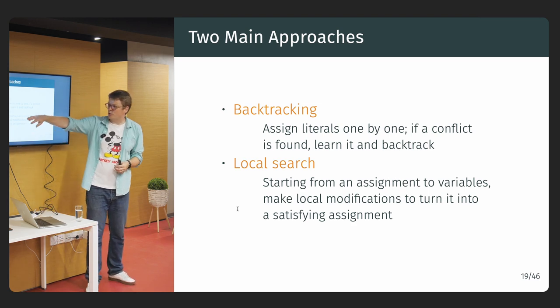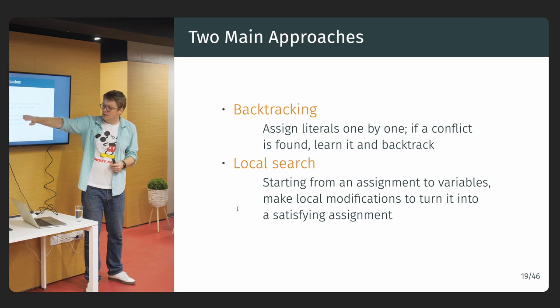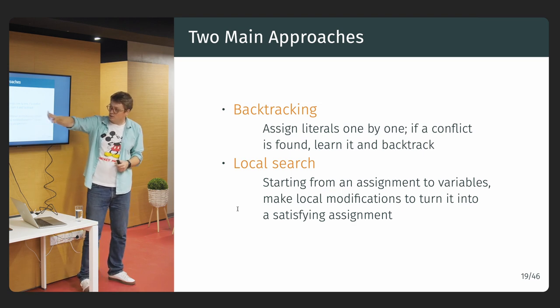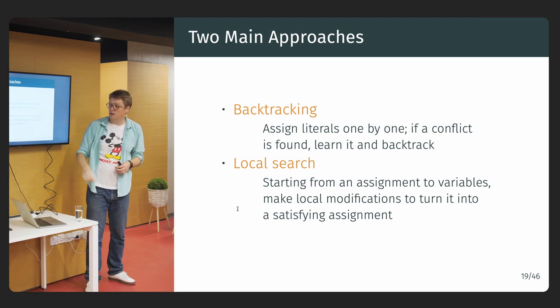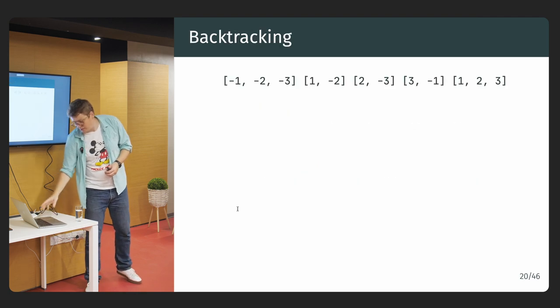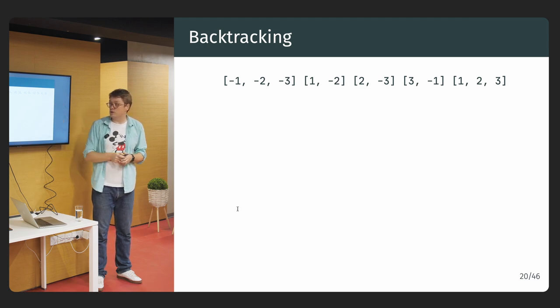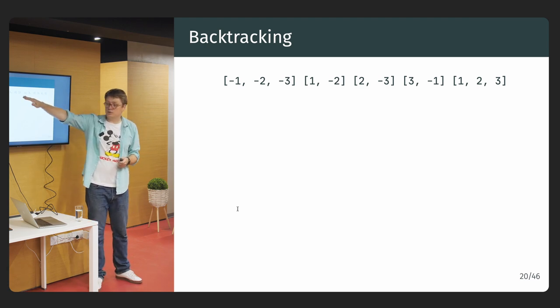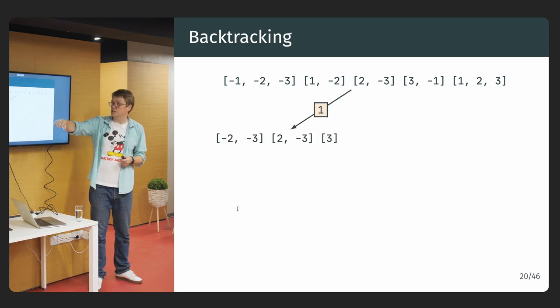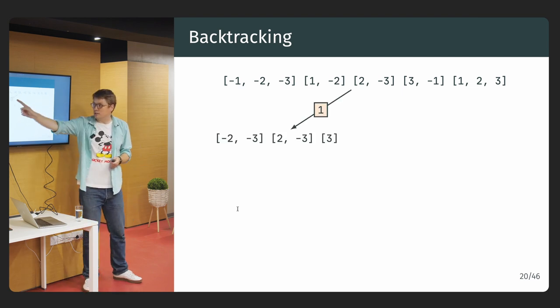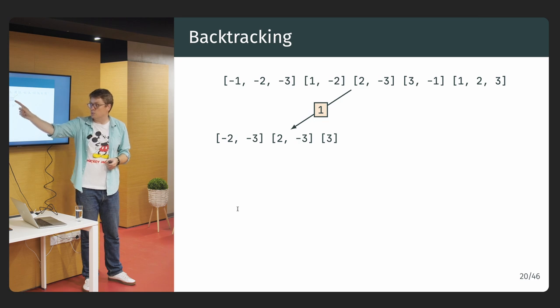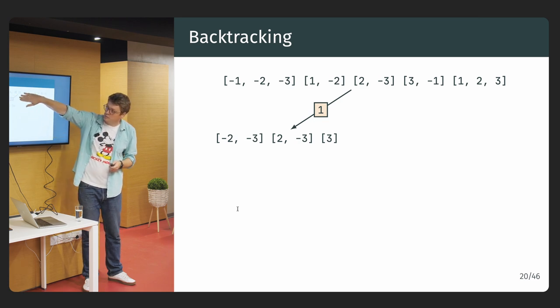So the second approach sometimes has advantages, but once again, most of the SAT solvers are based on backtracking. Let me just show you a toy example using our previous formula, how backtracking could look on this formula. So we are trying to satisfy all these five clauses. So let's start with variable one, and let's pick it as a positive literal.